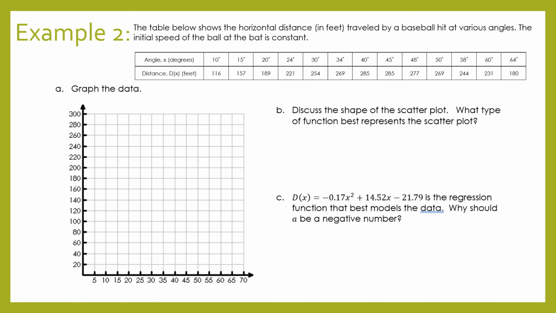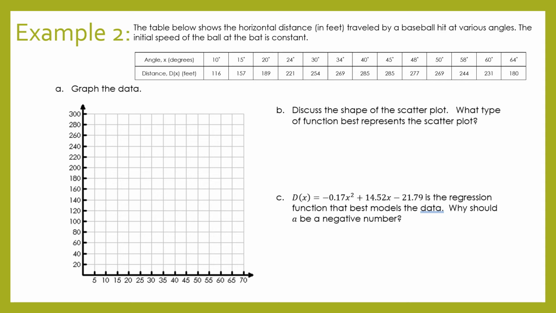So in this particular example, we are looking at the horizontal distance that a baseball travels when it's hit at different angles. So when you hit the ball with your bat at different angles, we're seeing how that impacts how far the ball travels horizontally, assuming that the speed at which you're hitting the ball is the same every single time. So we're going to graph this and look at the shape of the graph, and then we'll be given the function and we'll do some things with the function.